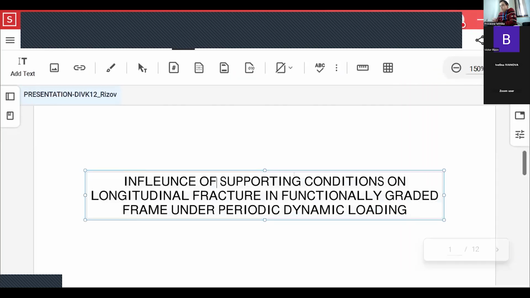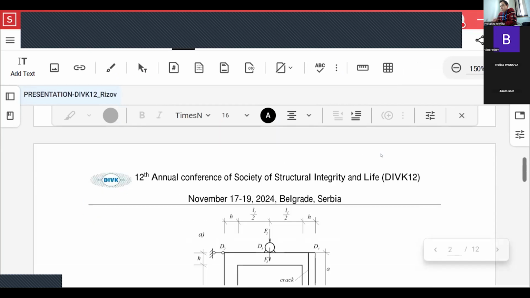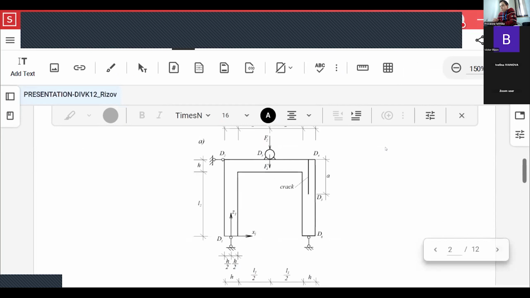The title of my first report is Influence of Supporting Conditions on Longitudinal Fracture in Functionally Graded Frame under Periodic Dynamic Loading. The current article studies functionally graded load-carrying frames with longitudinal crack under periodic dynamic loading.